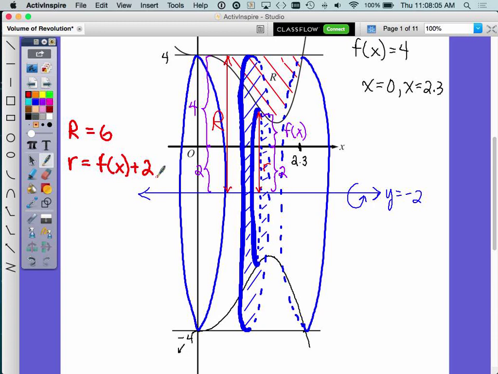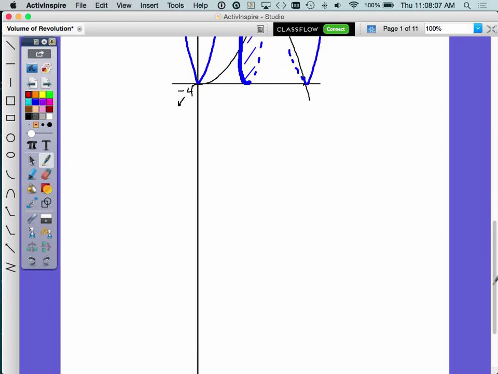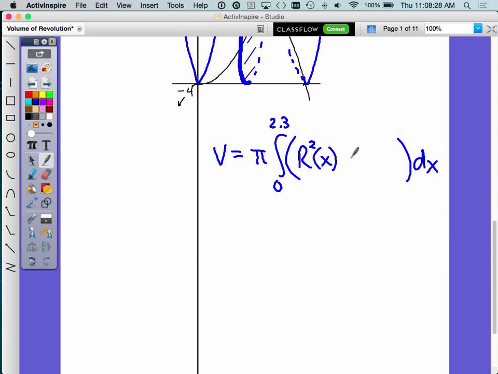So I can write down the formula for my volume. And my volume is going to equal pi times the integral from 0 out to 2.3 of big R squared. And I know that I'm doing this with respect to x. And so these better be functions of x, minus little r squared as a function of x. And I've already figured out what those things are. This is going to now be, just move this over a little.